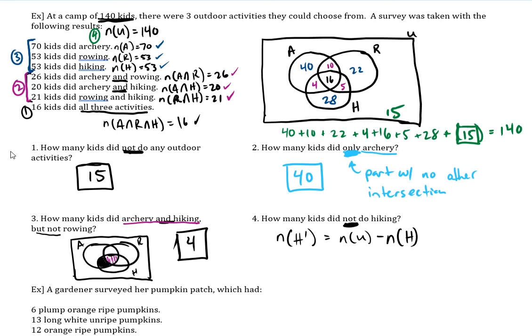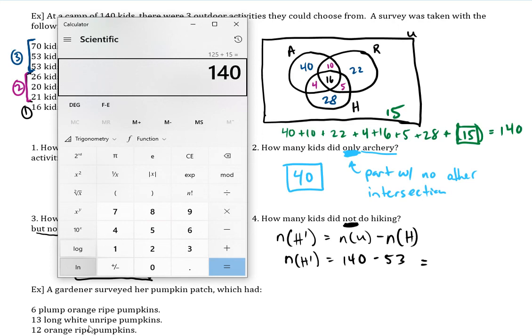So we kind of didn't need the Venn diagram to answer this because we have it in this table or the list of values up there. So we could say not hiking was the 140 minus, okay, so it says 53 kids did it. And then from there we can calculate it. Let me use my calculator one more time to be safe. Okay, so 140 minus 53 is 87.